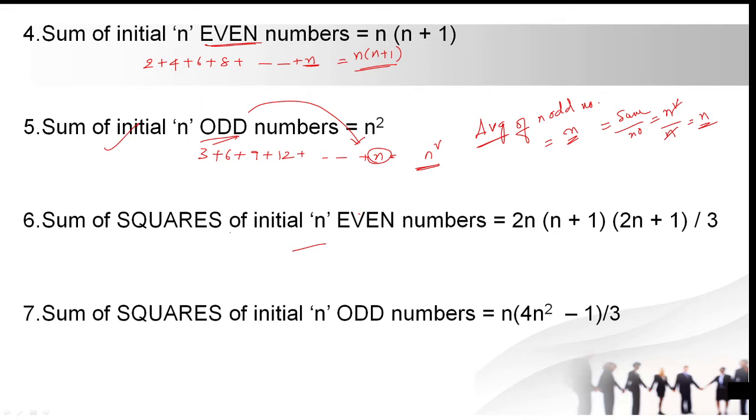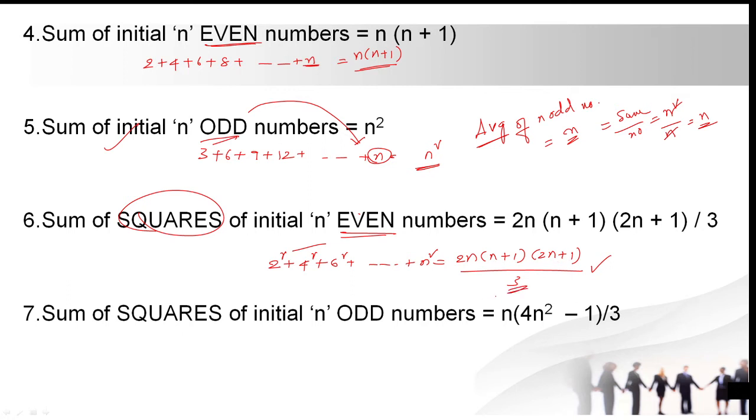Now the sixth one, that is the sum of the squares of initial n even numbers. Here we need to take the squares. So that means 2 square, 4 square, 6 square, and so on n square. For this we need to remember the formula. That is the only thing. We need to practice, or write the formulas 2 or 3 times, and only then can we remember this kind of formula. Otherwise we need to do the calculations by taking a longer time to calculate this type of questions, right? So this is the formula, that is 2n into n plus 1 into 2n plus 1 by 3.